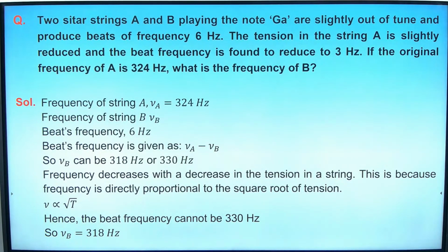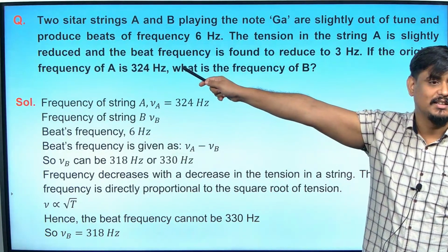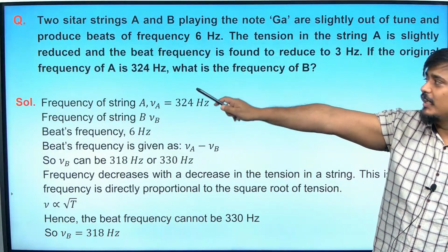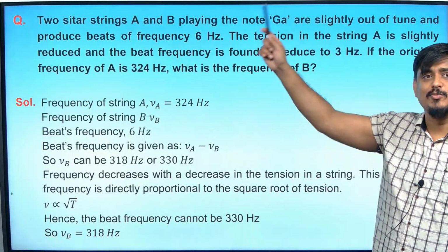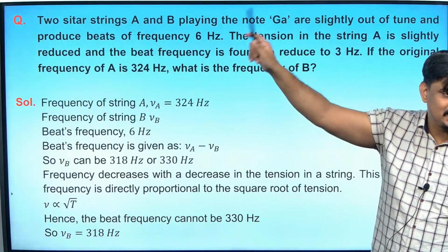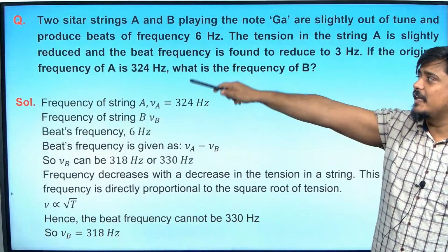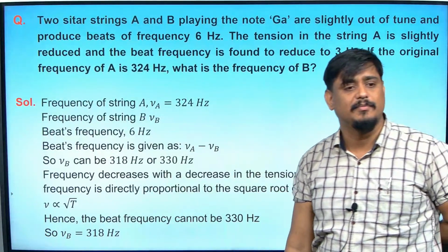Because it is clearly saying that the frequency has to be reduced. It is found to be reduced, isn't it? If it is found to be reduced, then 324, and 330 is more than that, right? And 318 is less than that. So obviously 318 will be the answer for this question, not 330. Understood?